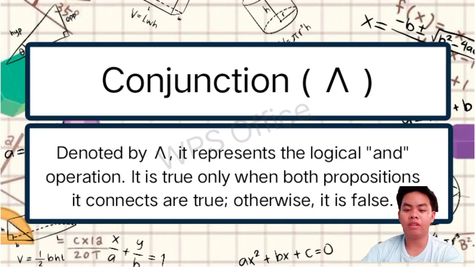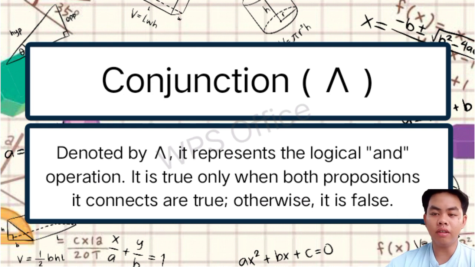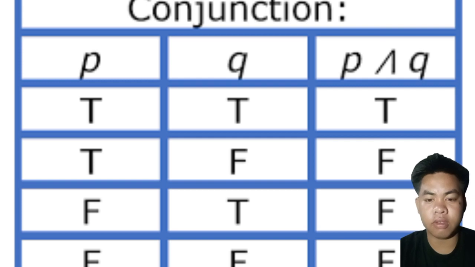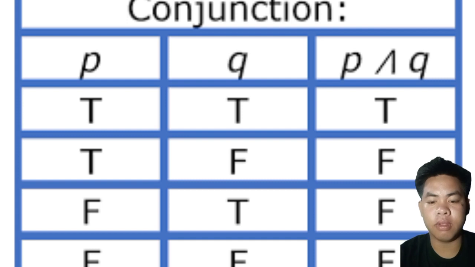Conjunction, denoted by AND, represents the logical AND operation. It is true only when both propositions it connects are true. Otherwise, it is false. Sa conjunction kay if pareha true, true. If true ang isa tas ang isa false kay false. If puro false pod kay false ra pod.